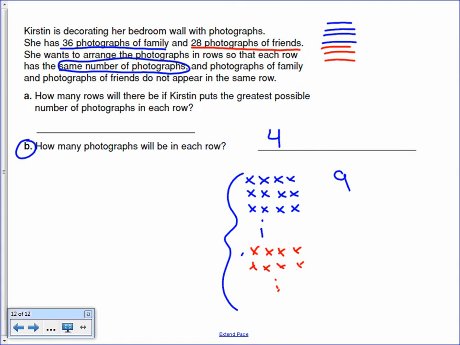And then how many rows of the friends are there going to be? Well, there's 28 of those. So 28 divided by 4 will give me 7. Okay, so 9 of the family, 7 of the friends, add those up. That gives me a total of 16 rows. So greatest common factors are good if you're lining things up in a nice rectangular fashion and stuff like that.